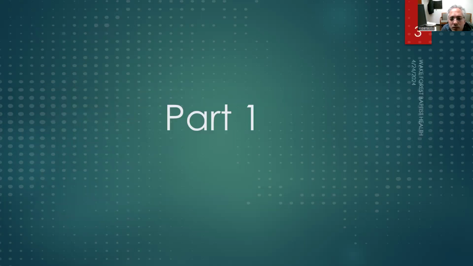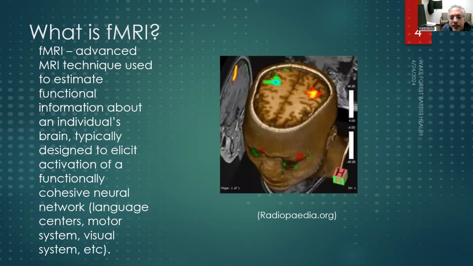So we're going to start out with part 1. I'm just looking at, what is fMRI? So the F is functional MRI, and MRI is magnetic resonance imaging.